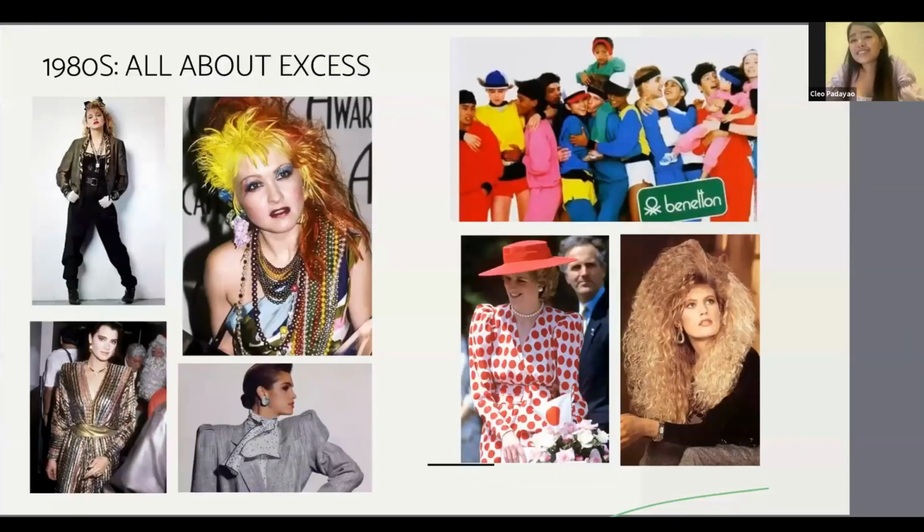So the 80s is just all about excess. So nothing is too much. So too much colors, your hair can't be too big, prints all over. Shoulder pads were again used. And puff sleeves was also very prominent.